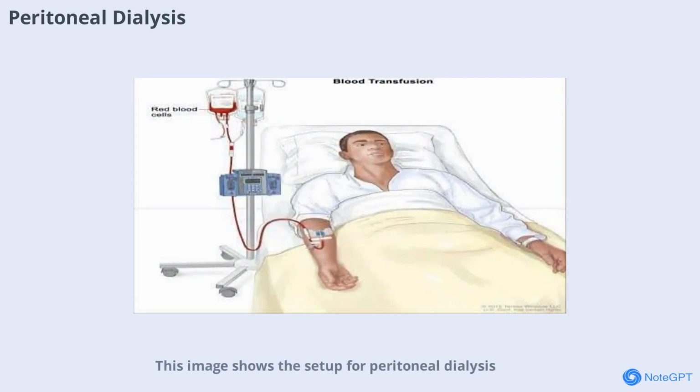This image shows the setup for peritoneal dialysis, a procedure used to remove waste products and excess fluid from the blood when the kidneys are not functioning properly. The process involves infusing a dialysis solution into the abdominal cavity, where it absorbs waste before being drained. Recognizing the equipment and understanding the procedure are important for those involved in renal care.